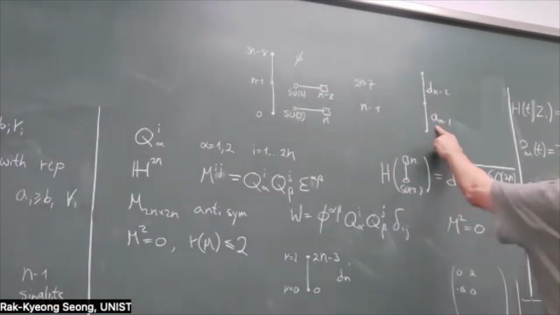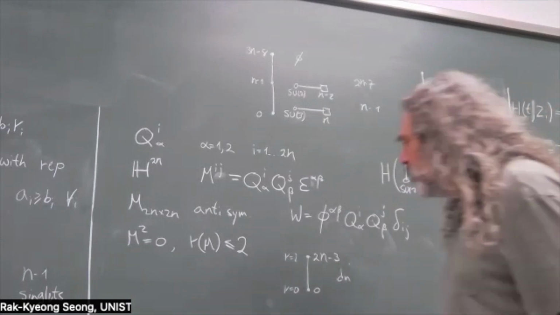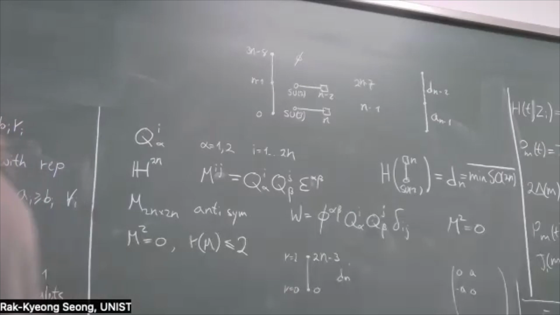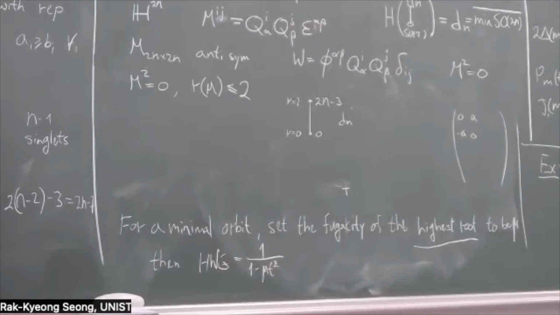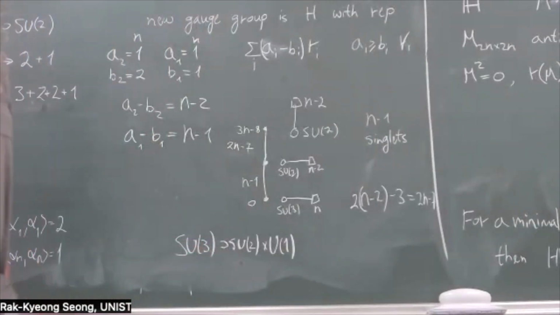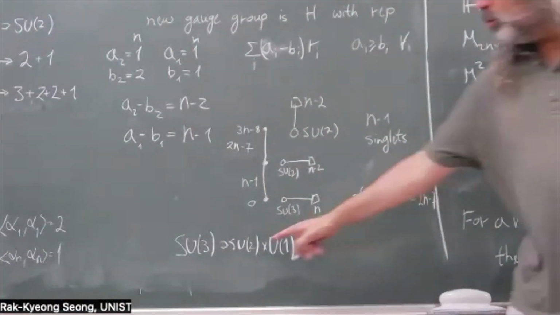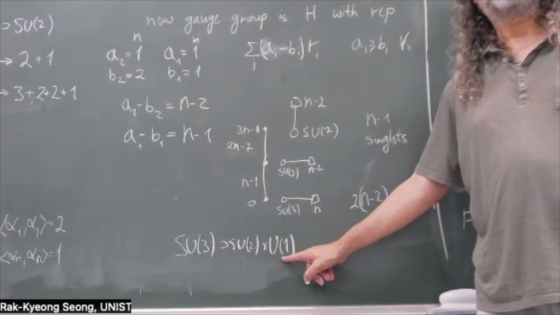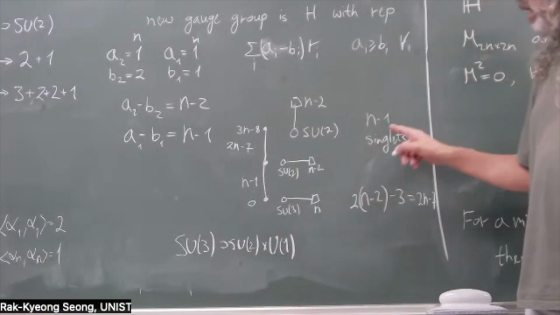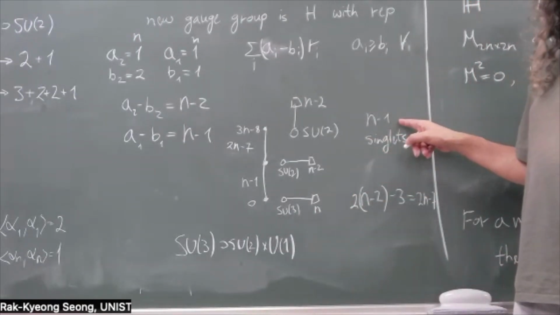Now let's explain this A_(n-1). When SU3 is broken to SU2, there is a commutant U1 that commutes with this SU2. The n singlets are singlets under SU2, but they are charged under U1. So now I have a gauge theory with U1 and n minus 1 charged hypers.